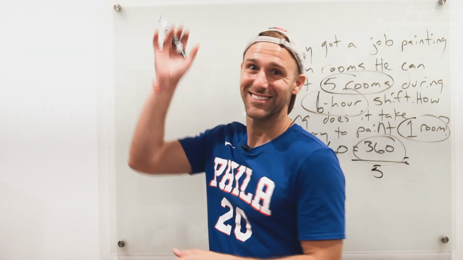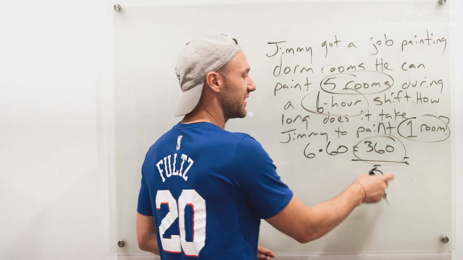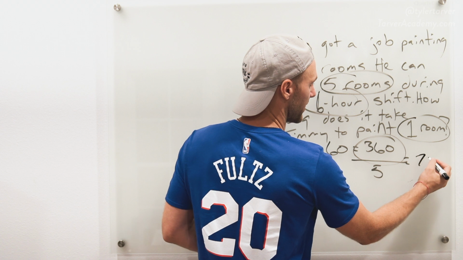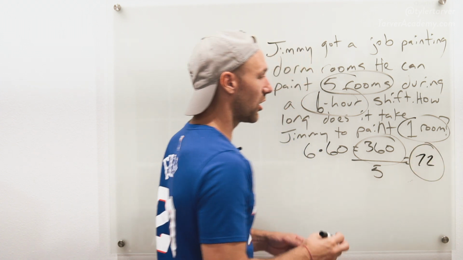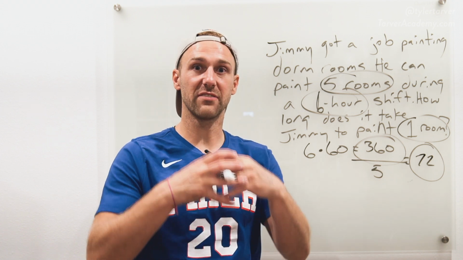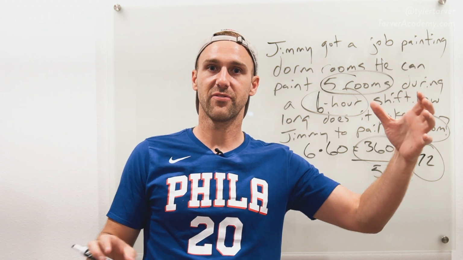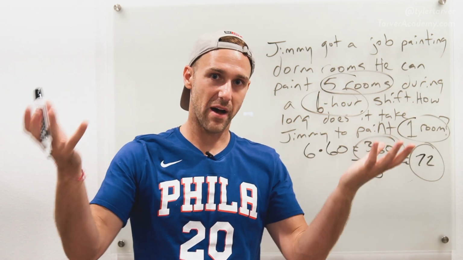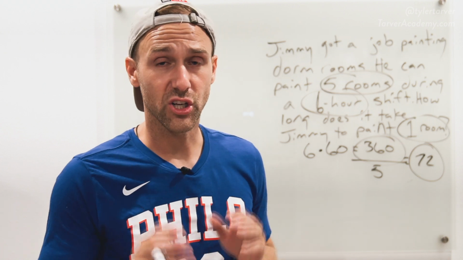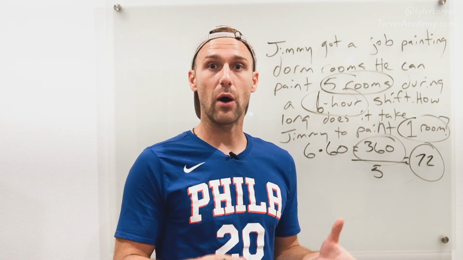360, dunk, Markel Fultz. Okay, so 360 divided by 5, that's gonna go into it 72 times. So it's gonna take him 72 minutes to paint 1 room because I've taken all of my minutes, 360 minutes, and I know there are 5, so I'm just gonna divide that by 5. I don't know why I'm doing my hands like this. 72 minutes.